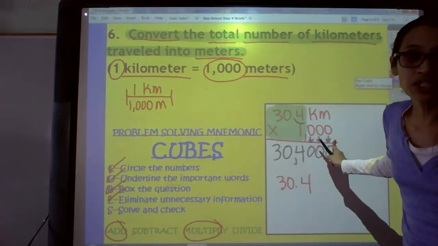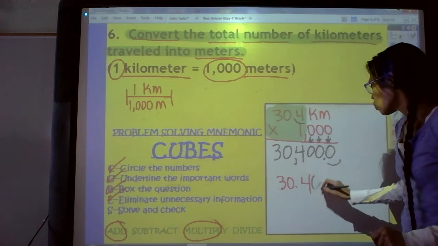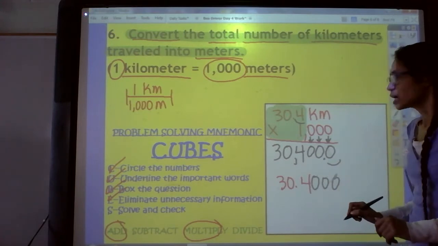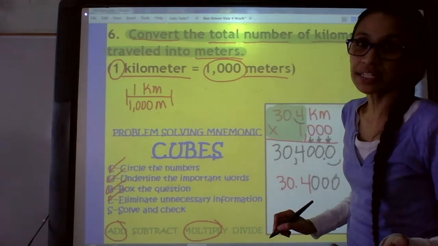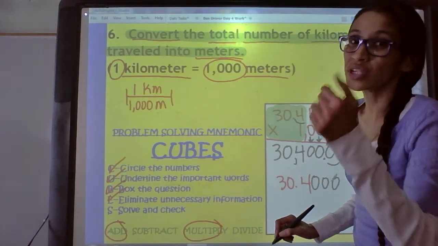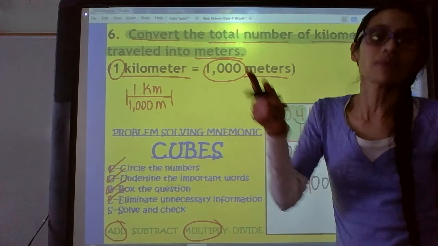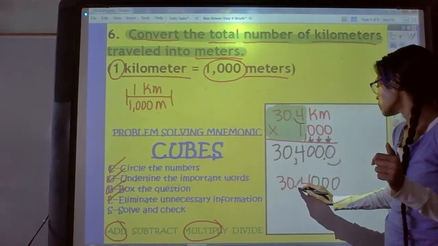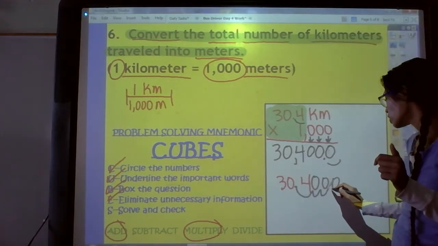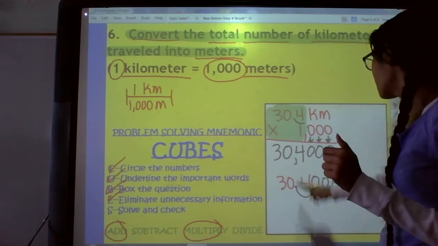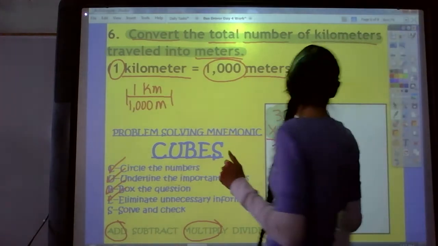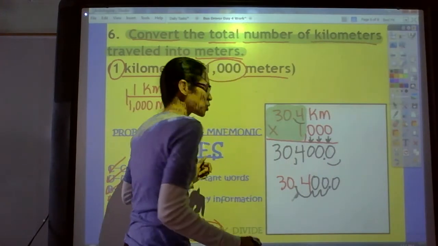How many zeros do you see? 3 zeros. 1, 2, 3. And what do we need to do with that decimal? Move it 3 times. 3 zeros, 3 times. And 1, 2, 3. Yeah, right there. And bam, our numbers line up. They're the same. Put your comma right there.